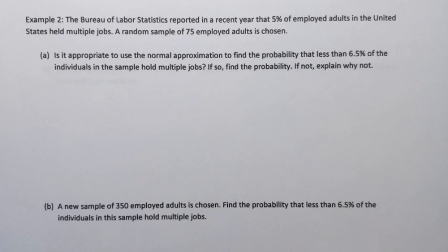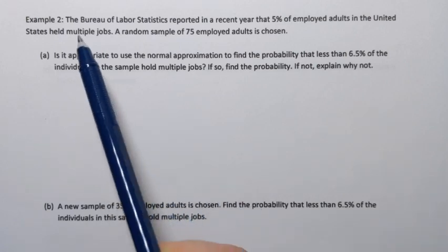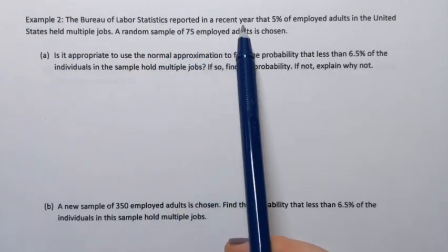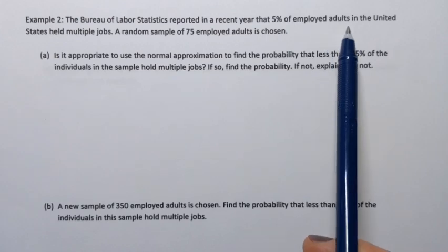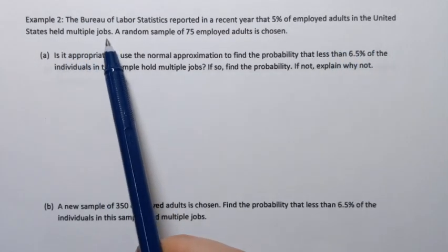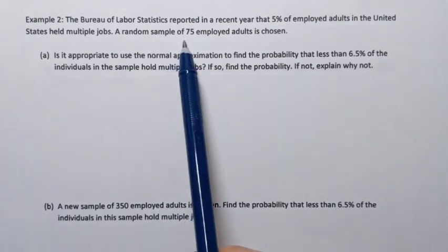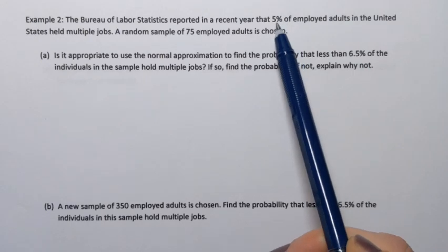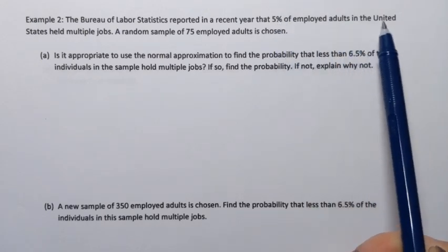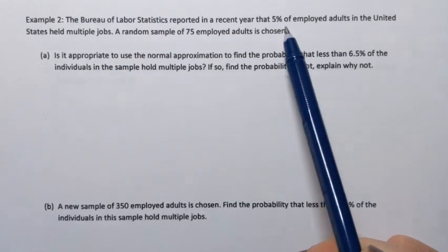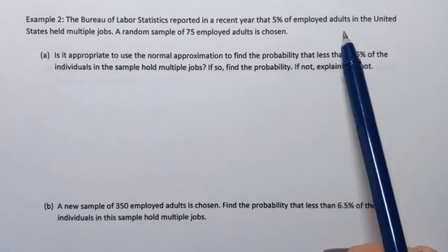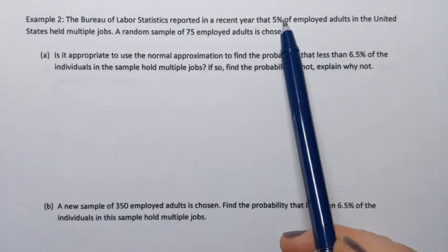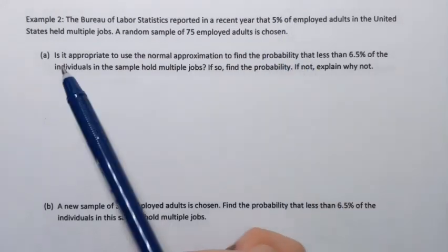So let's use what we just talked about to answer the following questions. In this example, it says that the Bureau of Labor Statistics reported in the recent year that 5% of employed adults in the United States held multiple jobs. A random sample of 75 employed adults is chosen. This sentence, 5% of employed adults in the United States held multiple jobs, describes the population proportion. The population in this example is all employed adults in the United States, and 5% of them held multiple jobs.